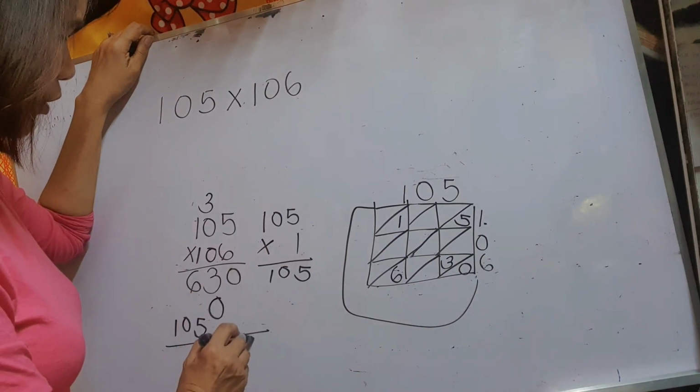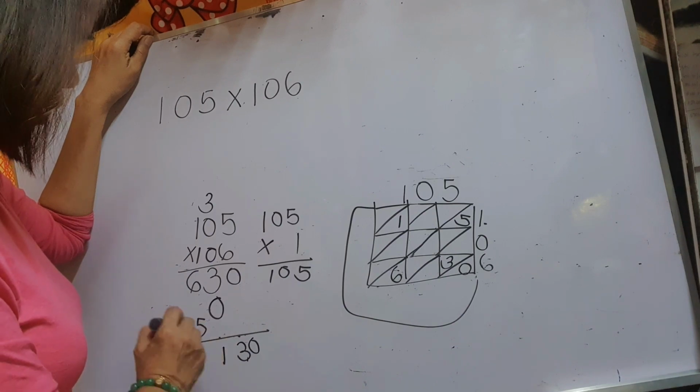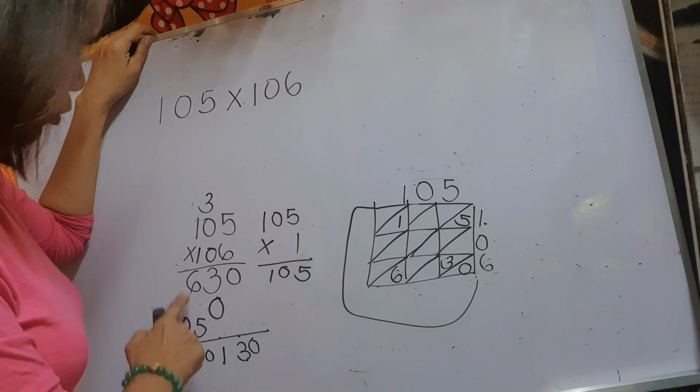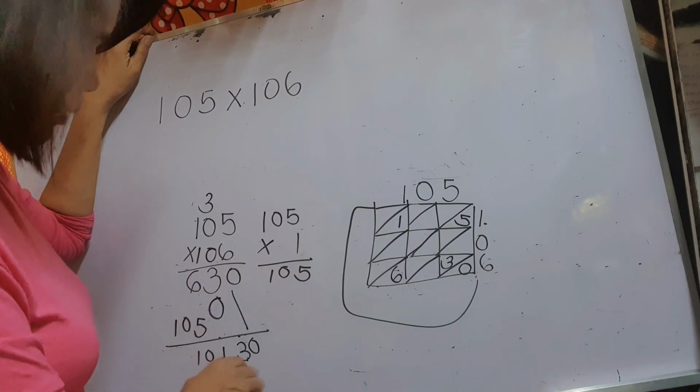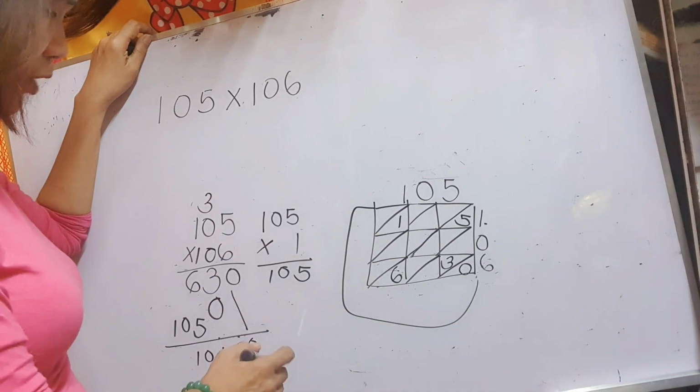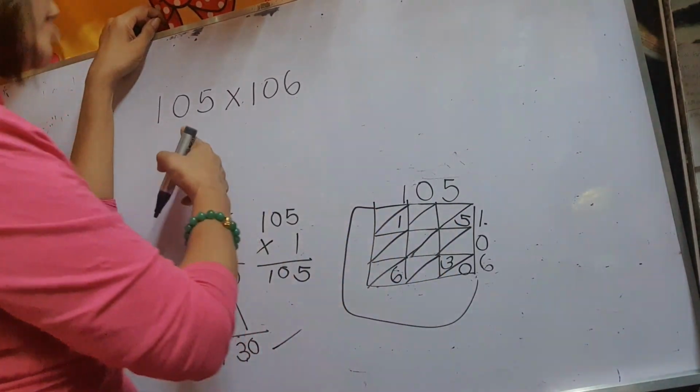Okay, now. So, dito lagay na natin yung sagot niya. This would be 0, 3, and then 11, and then 0, and then 1. Kumbaga, minove ko lang, ha? Para makita ninyo. So, this would be your answer. 10130. Okay, dito. Tingnan natin.